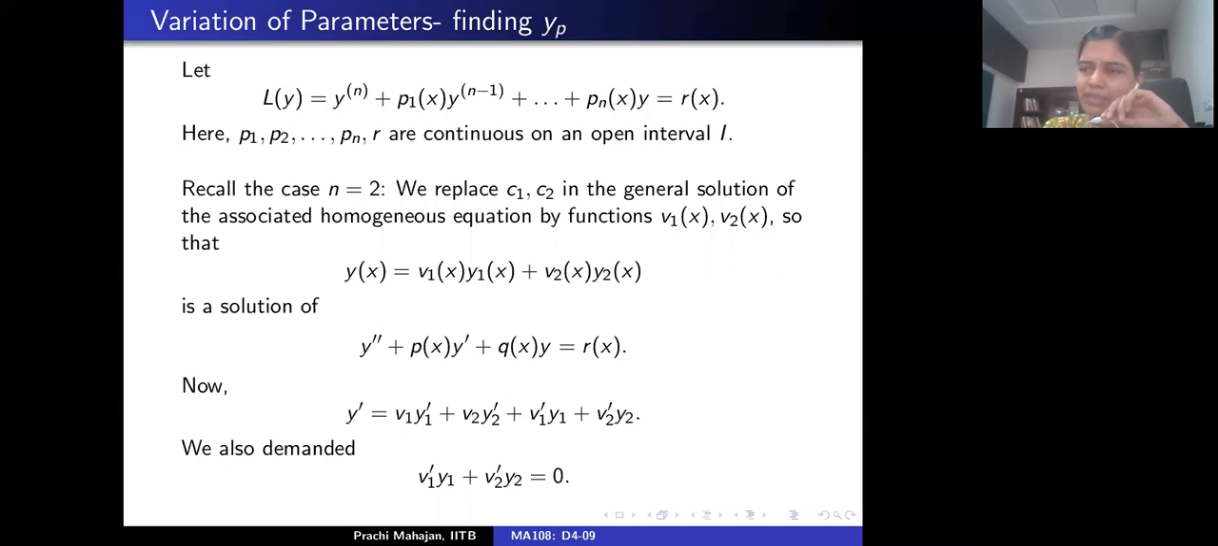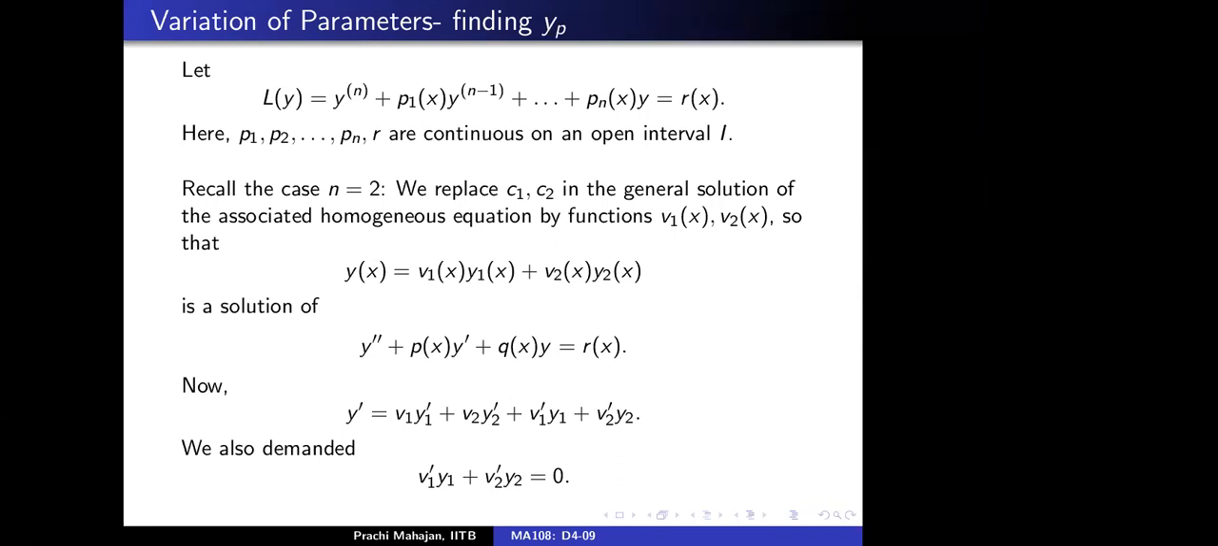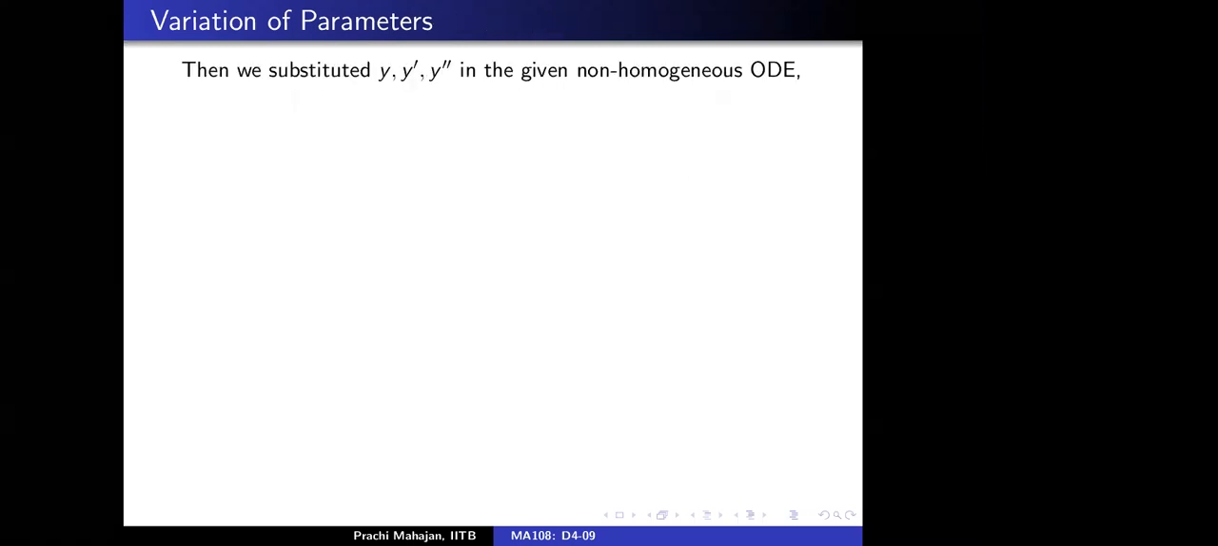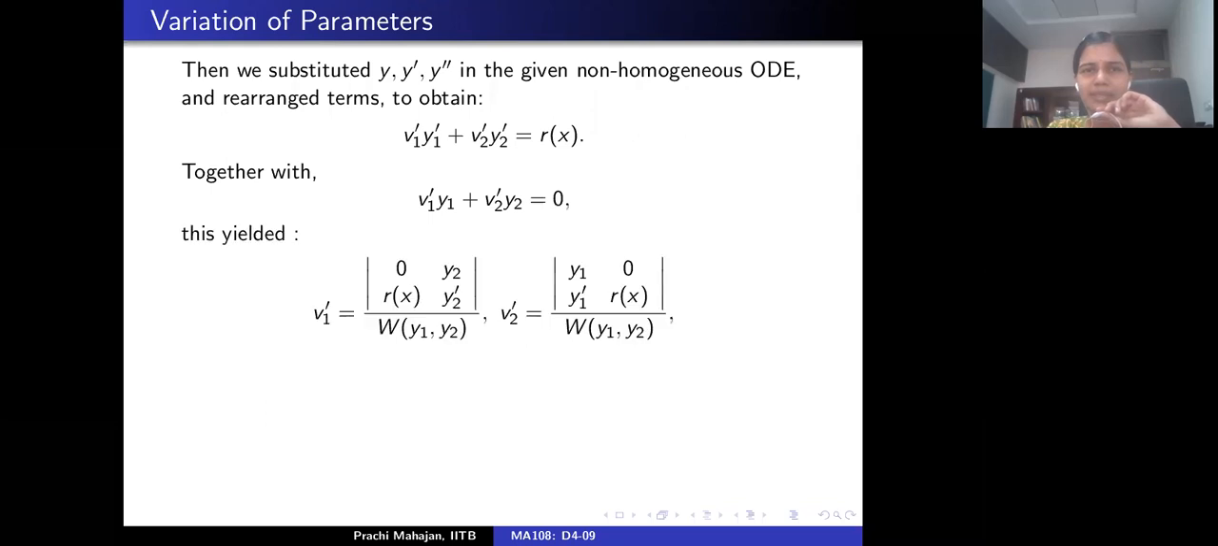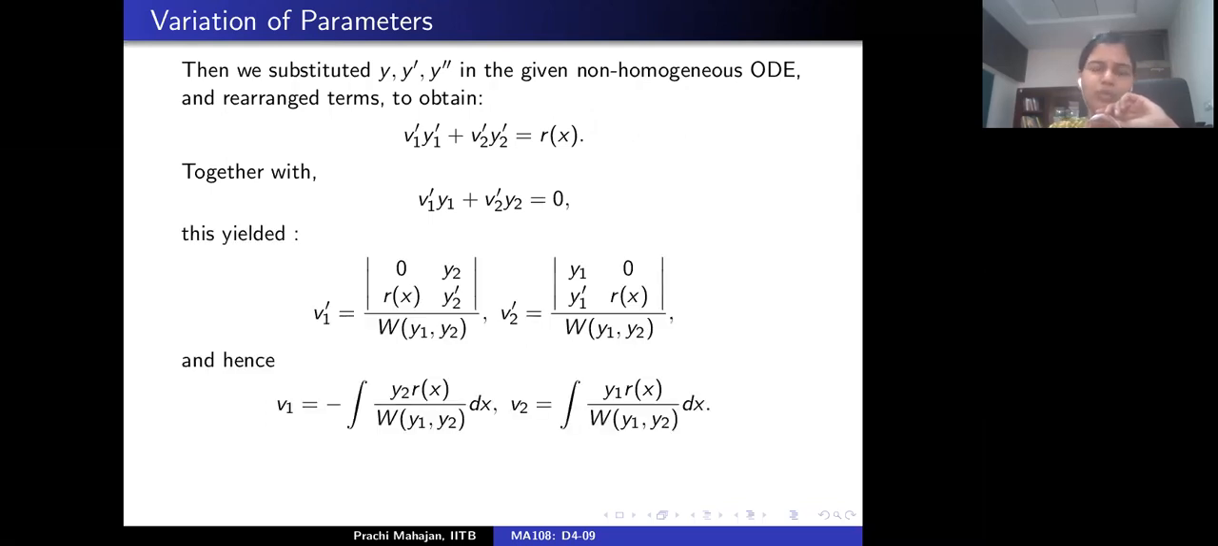Everybody remembers the method of variation of parameters for order 2 equations? Is that a yes? Yes. Okay, all right. Yes, ma'am. Yes, ma'am. Okay, all right. So this is what we did for the order 2 case.